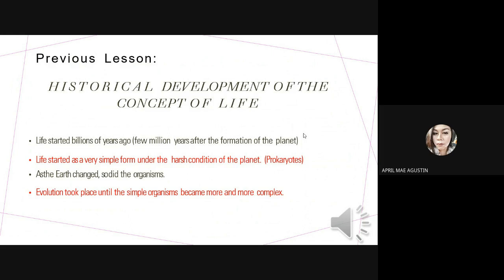So again, what are prokaryotes? Prokaryotes are unicellular organisms that lack organelles or other internal membrane-bound structures. Therefore, they do not have a nucleus, but instead generally have a single chromosome. A chromosome is a piece of circular double-stranded DNA located in an area of the cell called the nucleoid. And lastly, we know that evolution took place until the simple organisms became more and more complex.